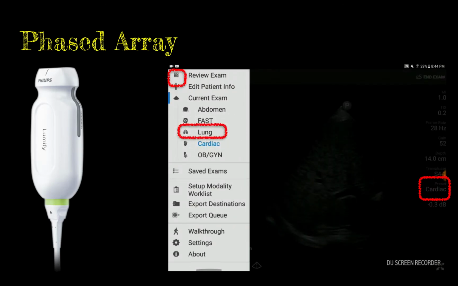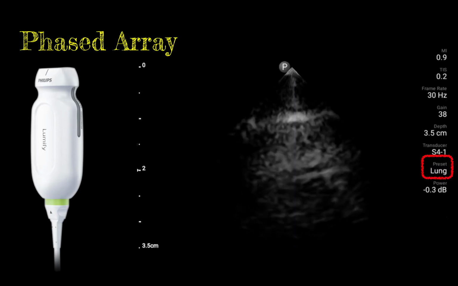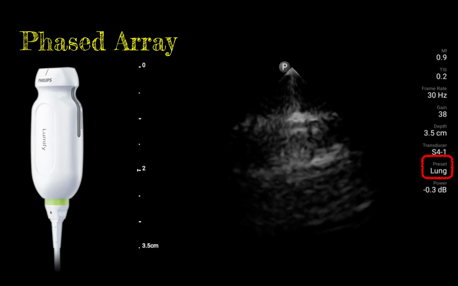And this setting will help you better visualize the pleural line and can help confirm sliding. So that is step 3. Go to the lung setting.